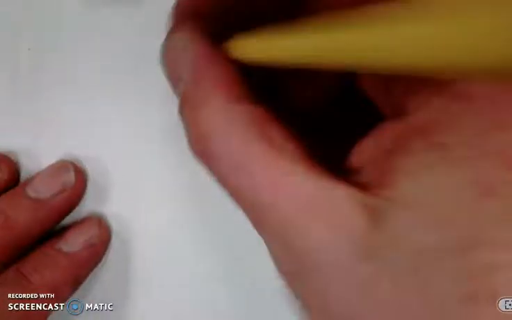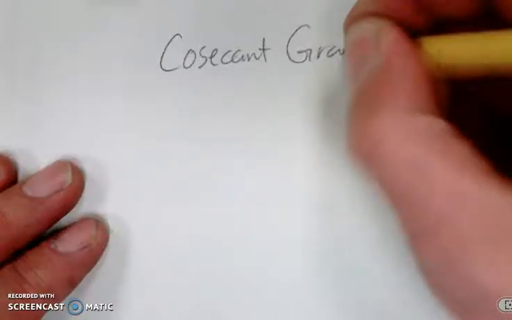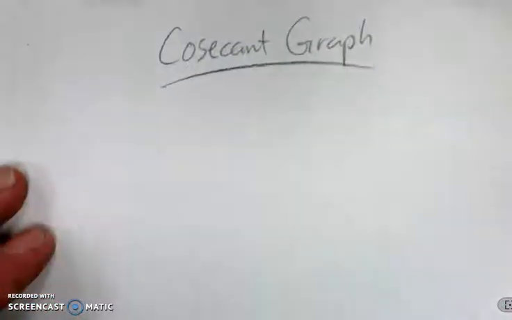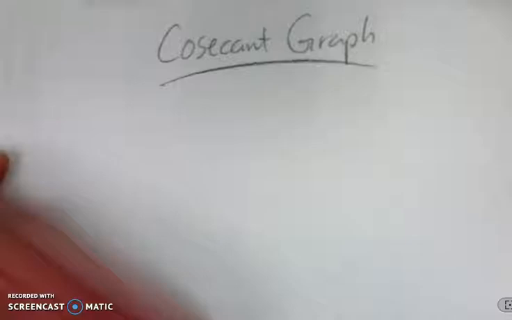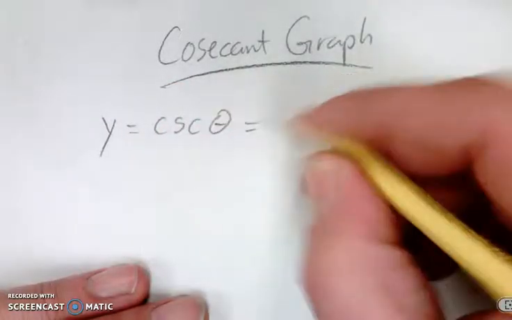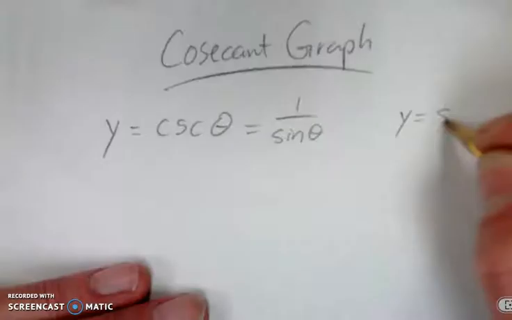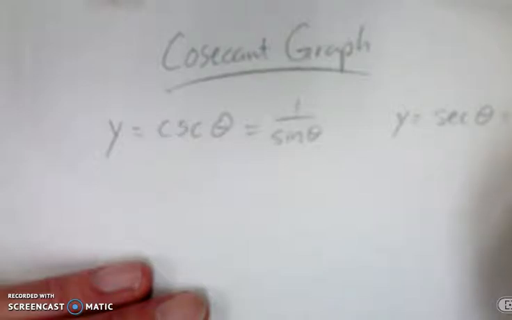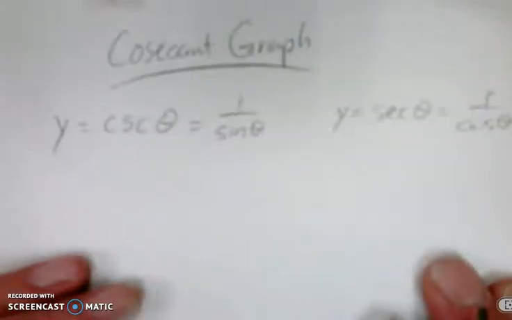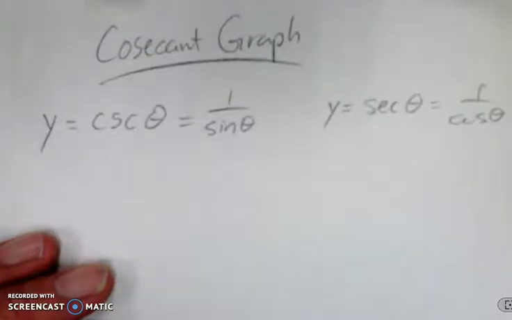All right, students, we're going to graph cosecant today. And cosecant and secant are both related. Let's just refresh your memory. Cosecant of theta is defined as 1 over sine, and secant is 1 over cosine. Okay. Now, as far as why that is, that's just the definition.